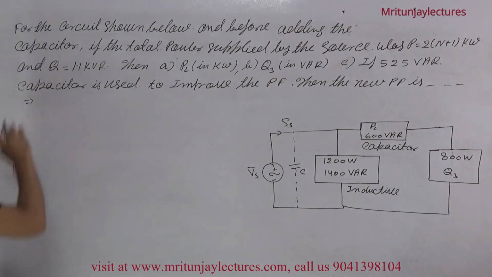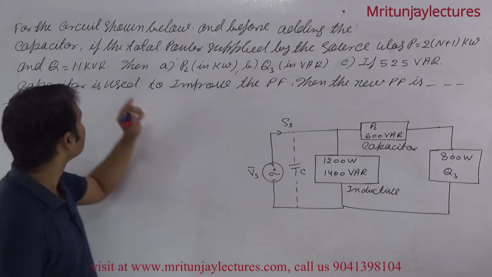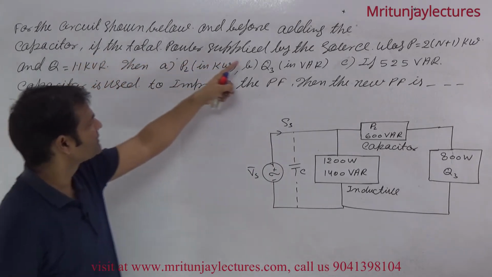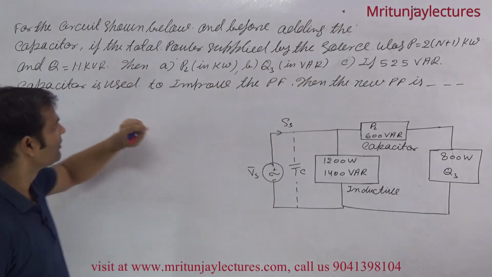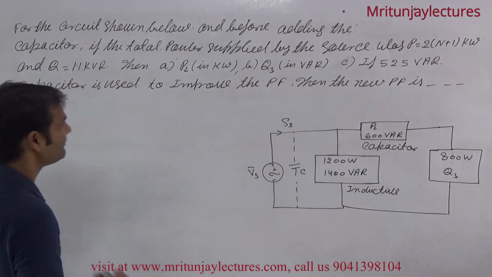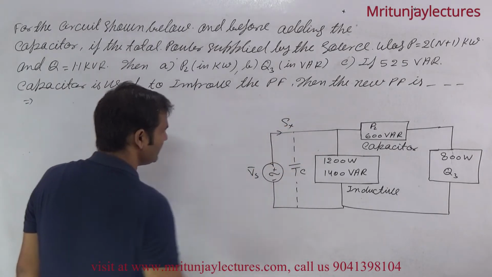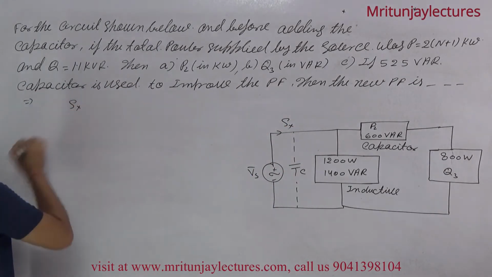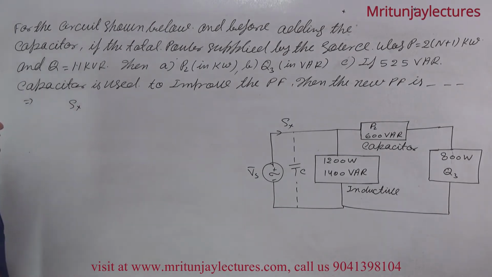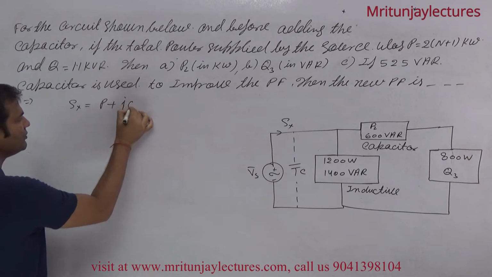Corresponding to the question, for the circuit shown below, before adding the capacitor, suppose the total power supplied by the source was P and Q. Okay, so suppose that is Sx, the source apparent power, written as P plus jQ.